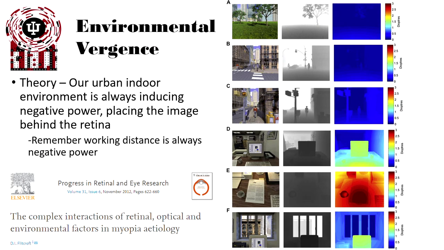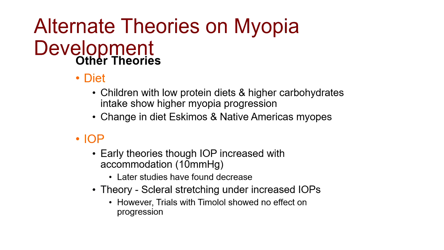However, in indoor environments, things like computers and the wall across the room have varying levels of vergence. That means some targets are inducing a high level of negative power, and some targets are inducing no negative power or negative vergence. And this means that depending on what we're looking at, we're receiving defocus signals at differential rates, depending on the targets in the room we're in. Let's look at that a little closer.